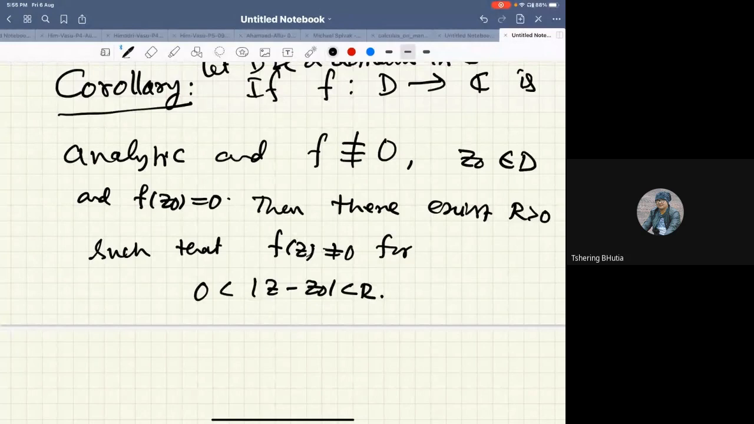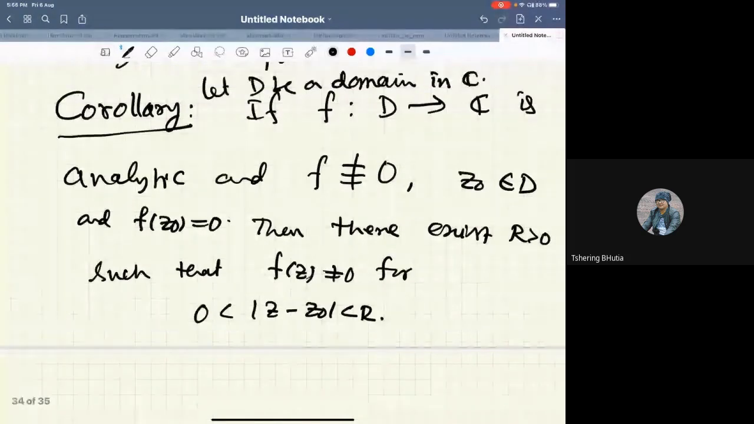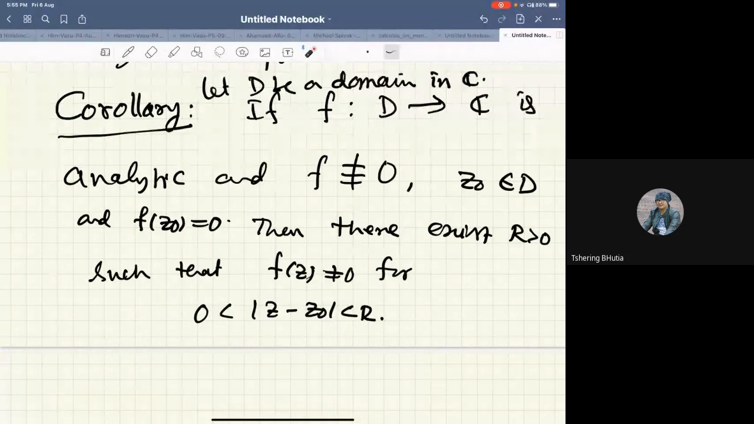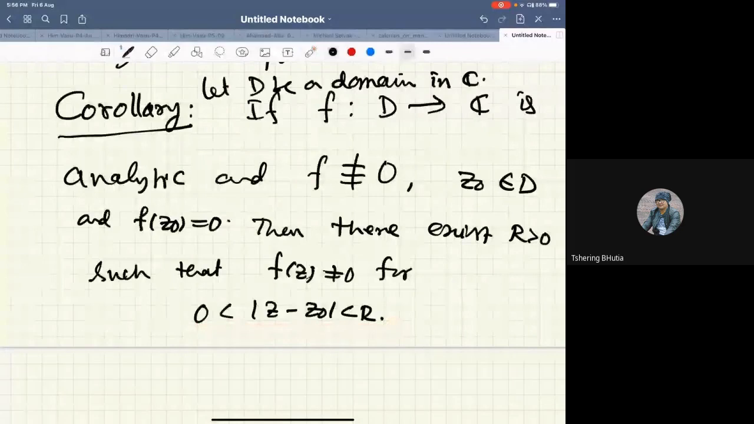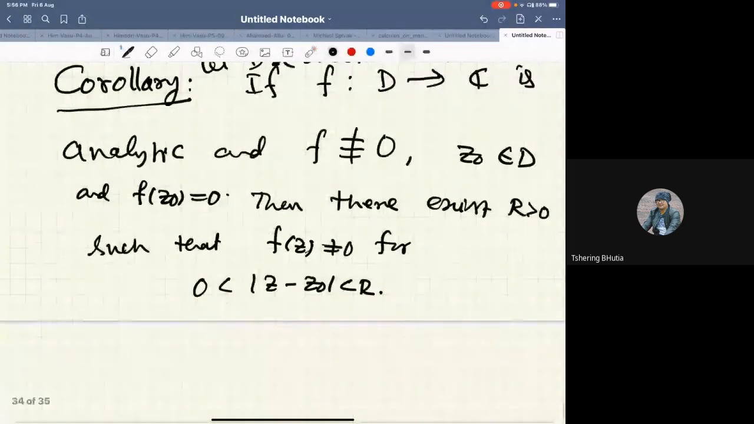So what we are taking is f, an analytic function which is not identically equal to 0. Then if z0 is a zero of f of z, you can always find an r greater than 0 such that f of z is not equal to 0 in the deleted neighborhood of that point z0. So let us see the proof.